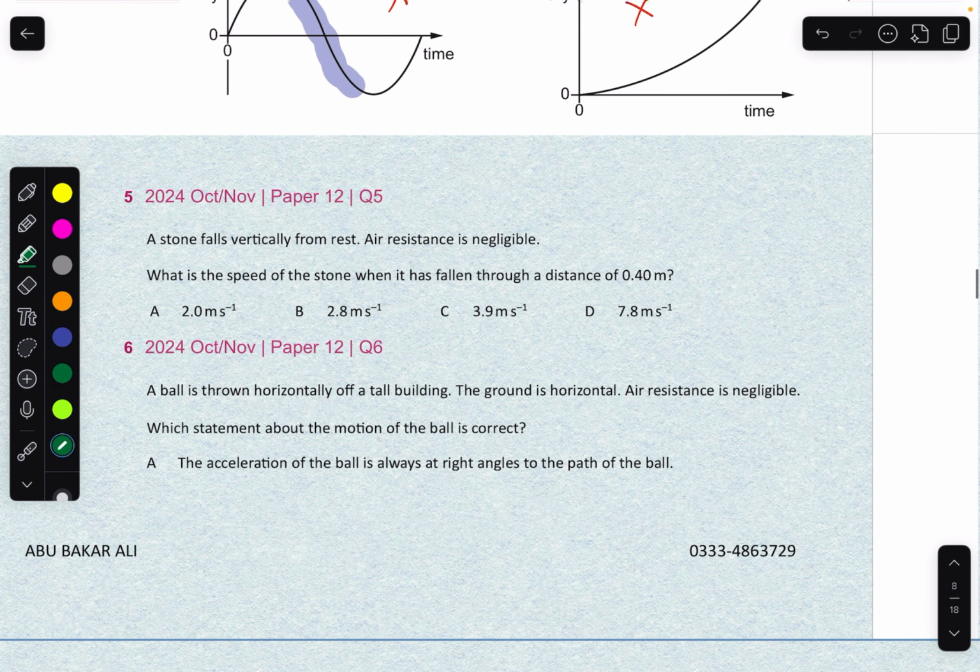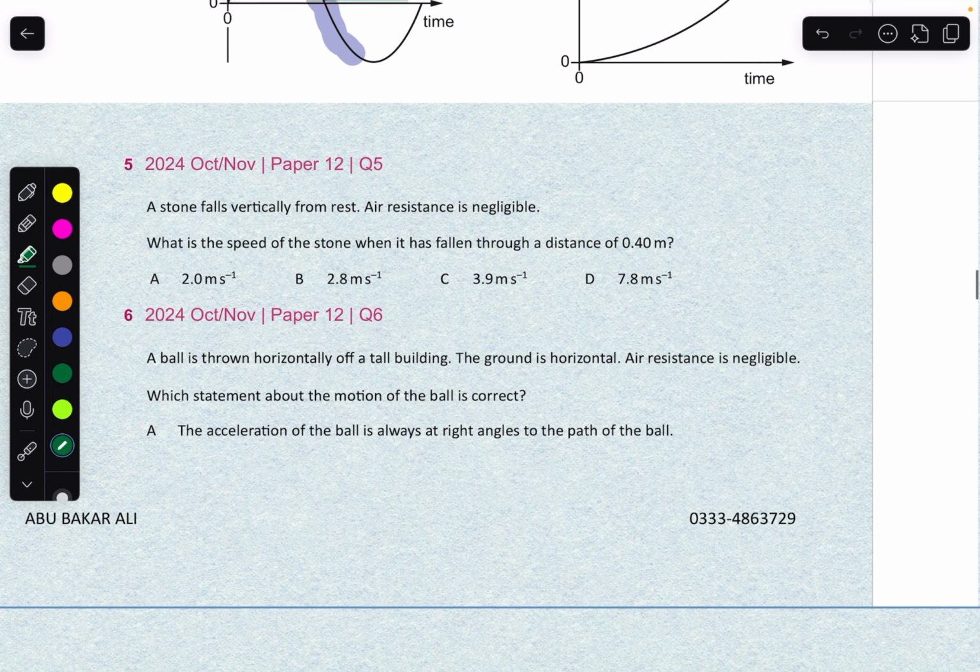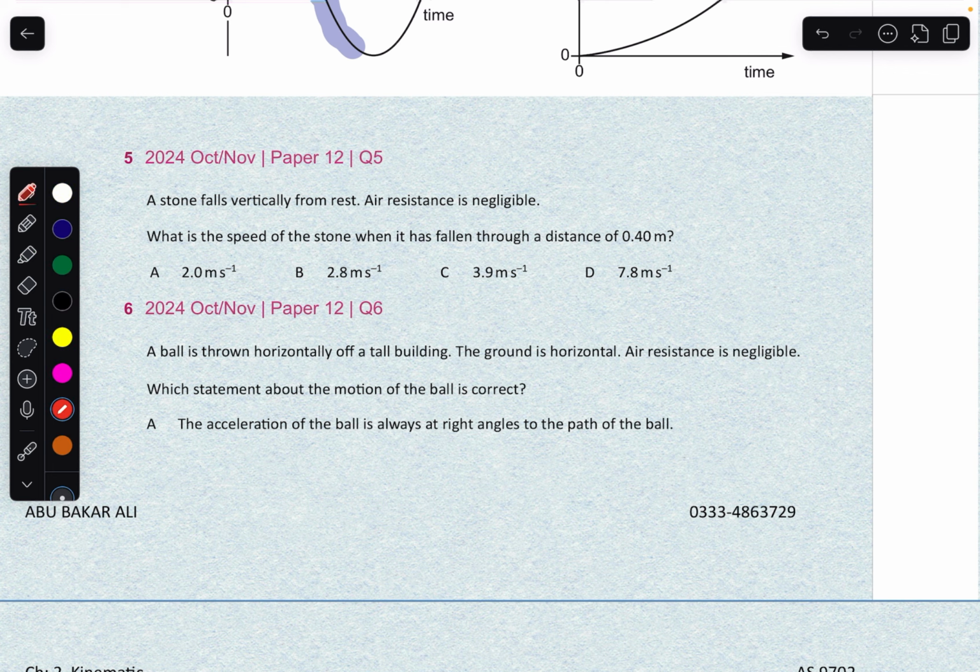In question 5, a stone falls vertically from rest. So we have the initial velocity, air resistance is negligible, which means a is equal to g. What is the speed of the stone when it has fallen through a distance of this? You have the s, you have to find the final speed.